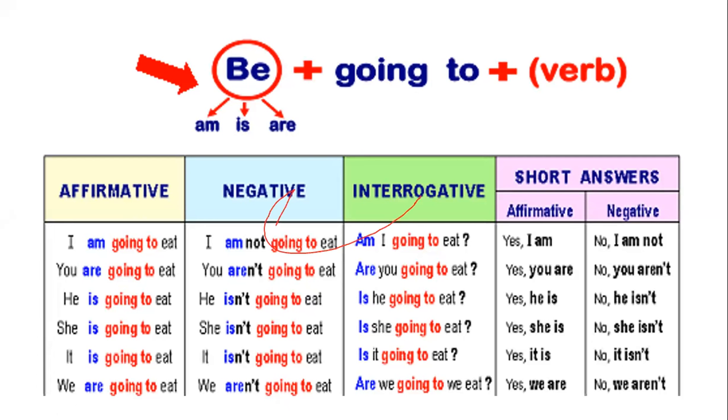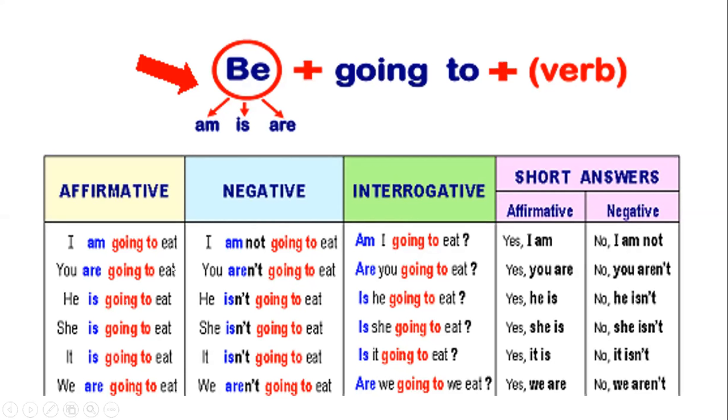En este caso, no estamos hablando de un presente continuo, ¿verdad? Aunque el go lleve ing, pero no estamos hablando de algo que está ocurriendo necesariamente en este preciso momento, sino que puede ser algo que incluso vaya a ser en un futuro corto. For example, I am going to eat. The negative, I am not going to eat. Interrogative, am I going to eat? And I have a possible short answer, affirmative, yes, I am, or no, I am not.